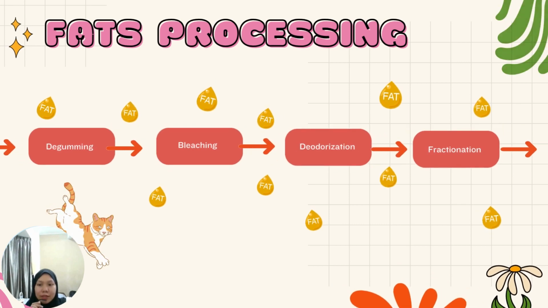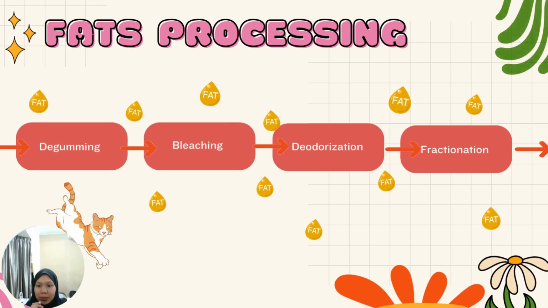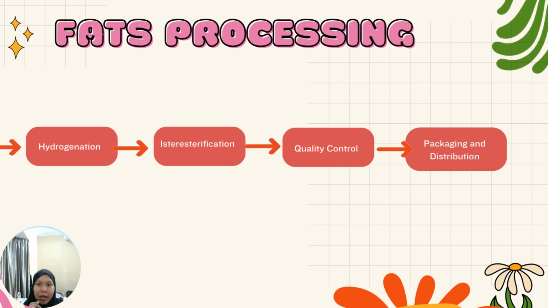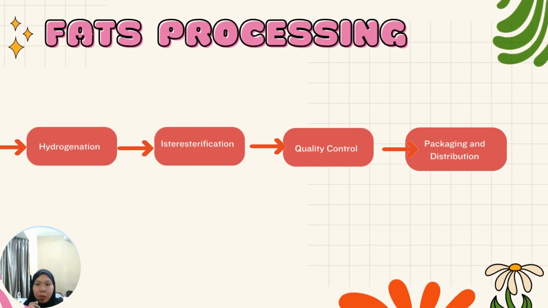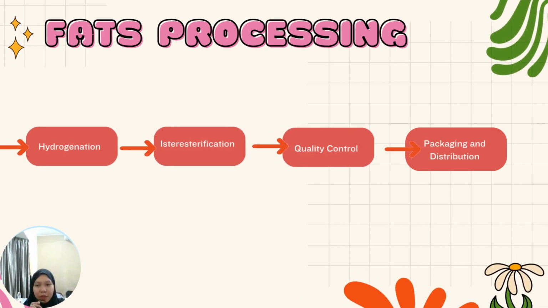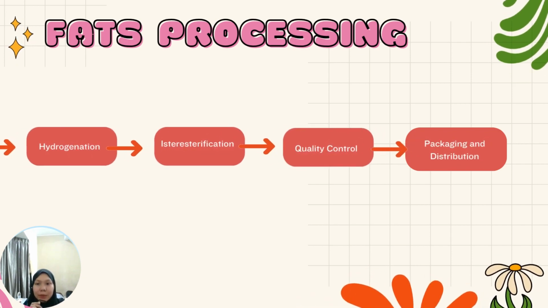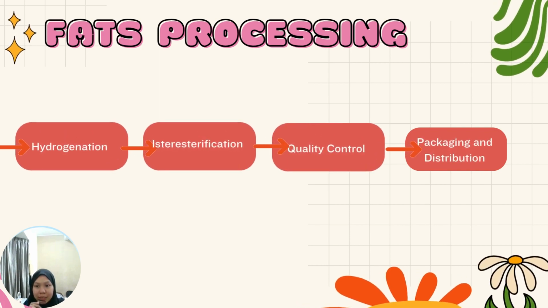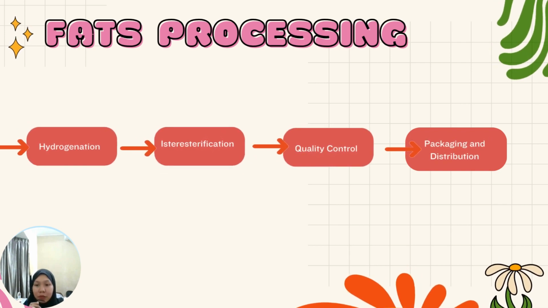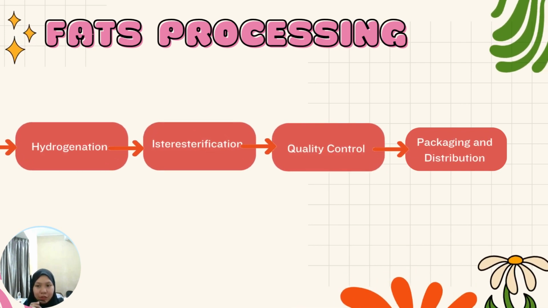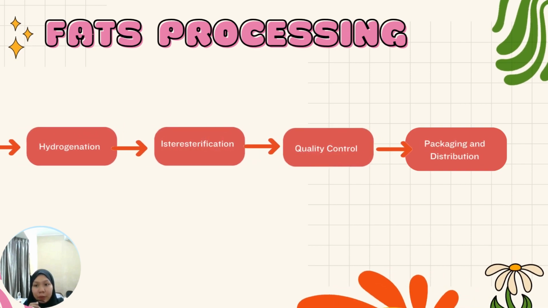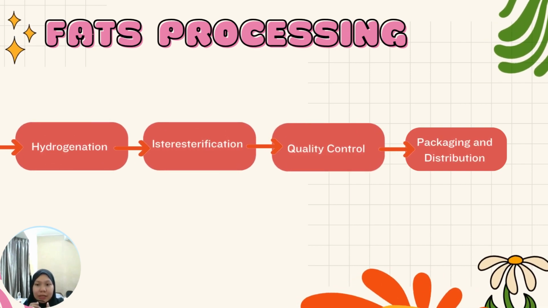Fractionation: separating fats into different components based on their melting point or molecular weight to obtain specific fractions with desired properties. Hydrogenation: it is optional, where it's converting unsaturated fatty acids into saturated or partially saturated fatty acids to alter the physical properties of the fat. Esterification: it is also optional, rearranging fatty acid chains to modify the properties of the fats, such as their melting point or texture. Then quality control: implementing measures to ensure that the final product meets quality, safety, and regulatory standards.